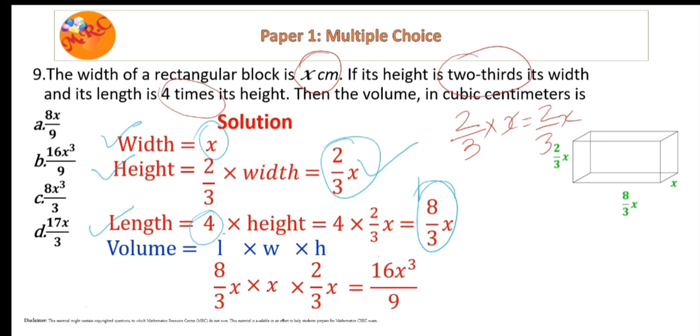Simplifying, we get 8 times 2, which is 16. 3 times 3 gives 9. And x times x times x gives x cubed.